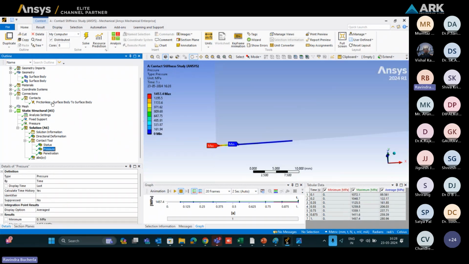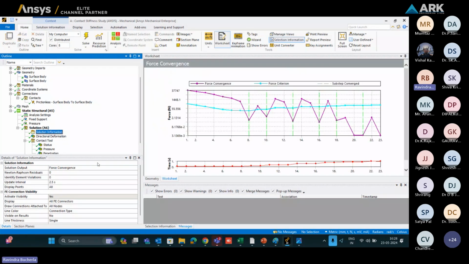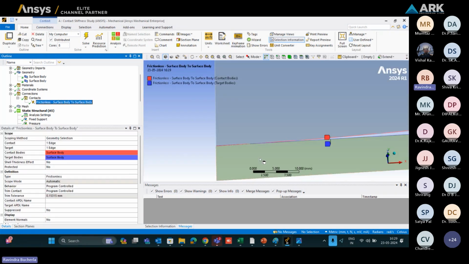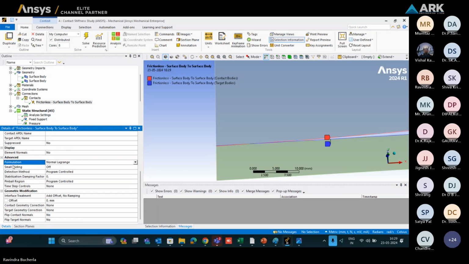Here also, if you use any of these three contacts, whether frictionless, frictional, or rough, the solution will go in an iterative manner, and it will solve by the force convergence criteria. The detection method between these two contacts depends on the formulations. I will give some overview about the formulations and detection method.